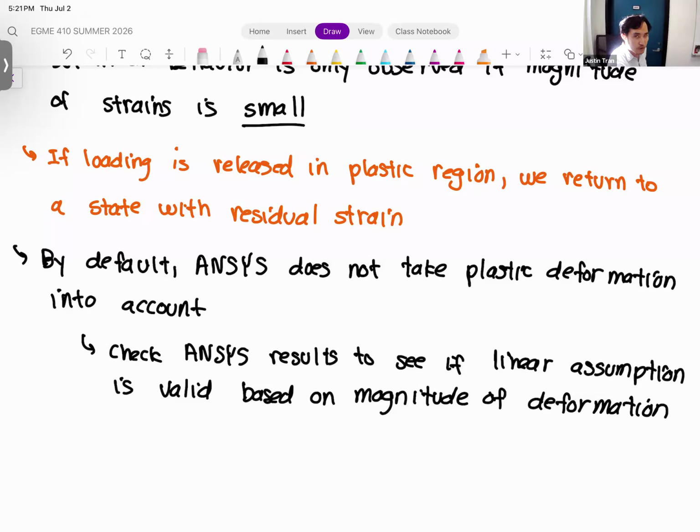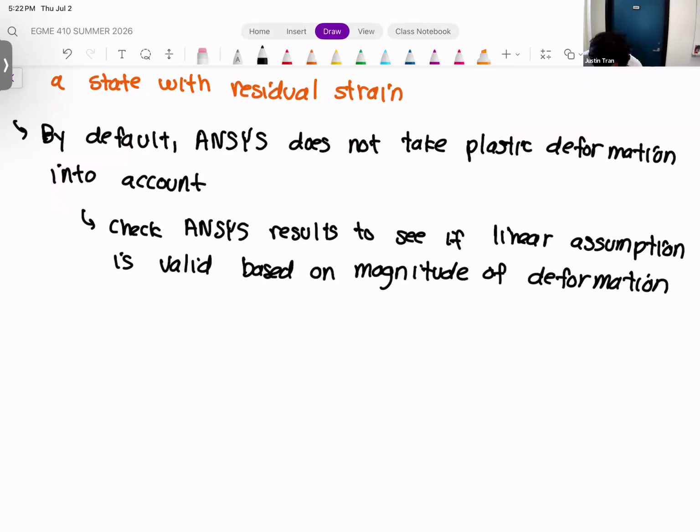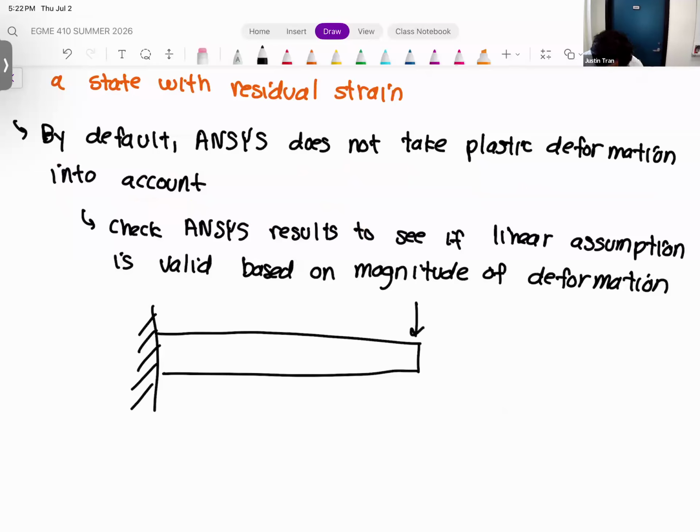So this is something that you have to check. You have to explicitly look at it, because sometimes ANSYS will give you a warning. Sometimes ANSYS will say that the deformations it's experiencing are very large, and it may tell you to look at it again. But sometimes it may not. So, for example, let's say that we have a beam like this. We're applying a force here.